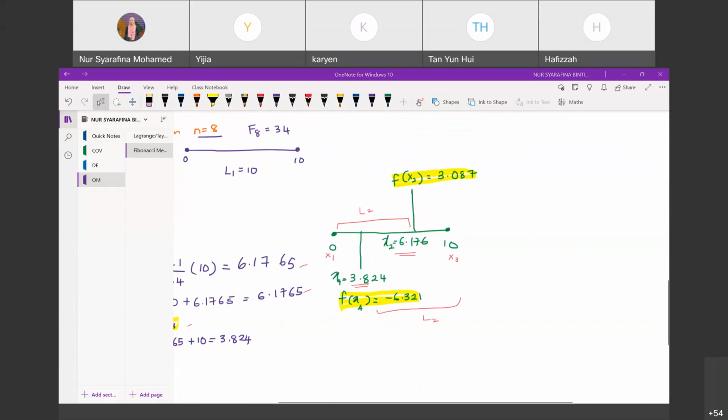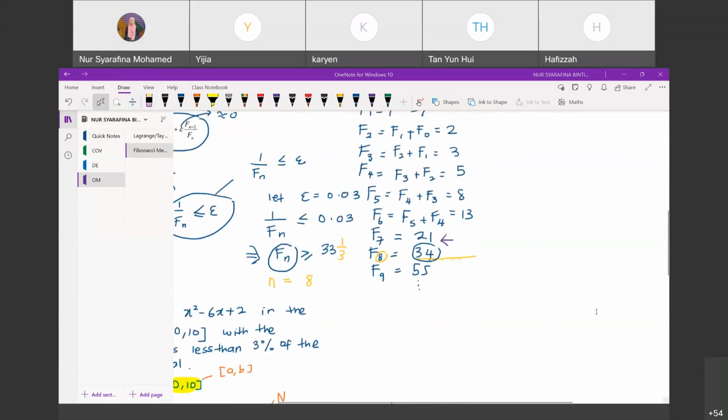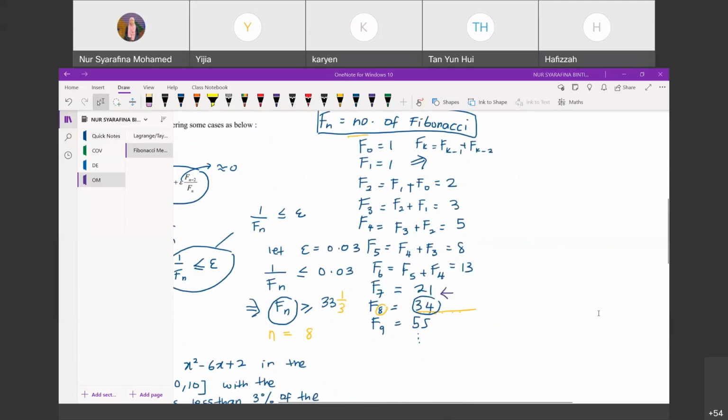How to get F7? The F value is defined by the Fibonacci number here. This is the general form of Fibonacci. We start with F0 equals 1, F1 equals 1, then just proceed with the formula here.